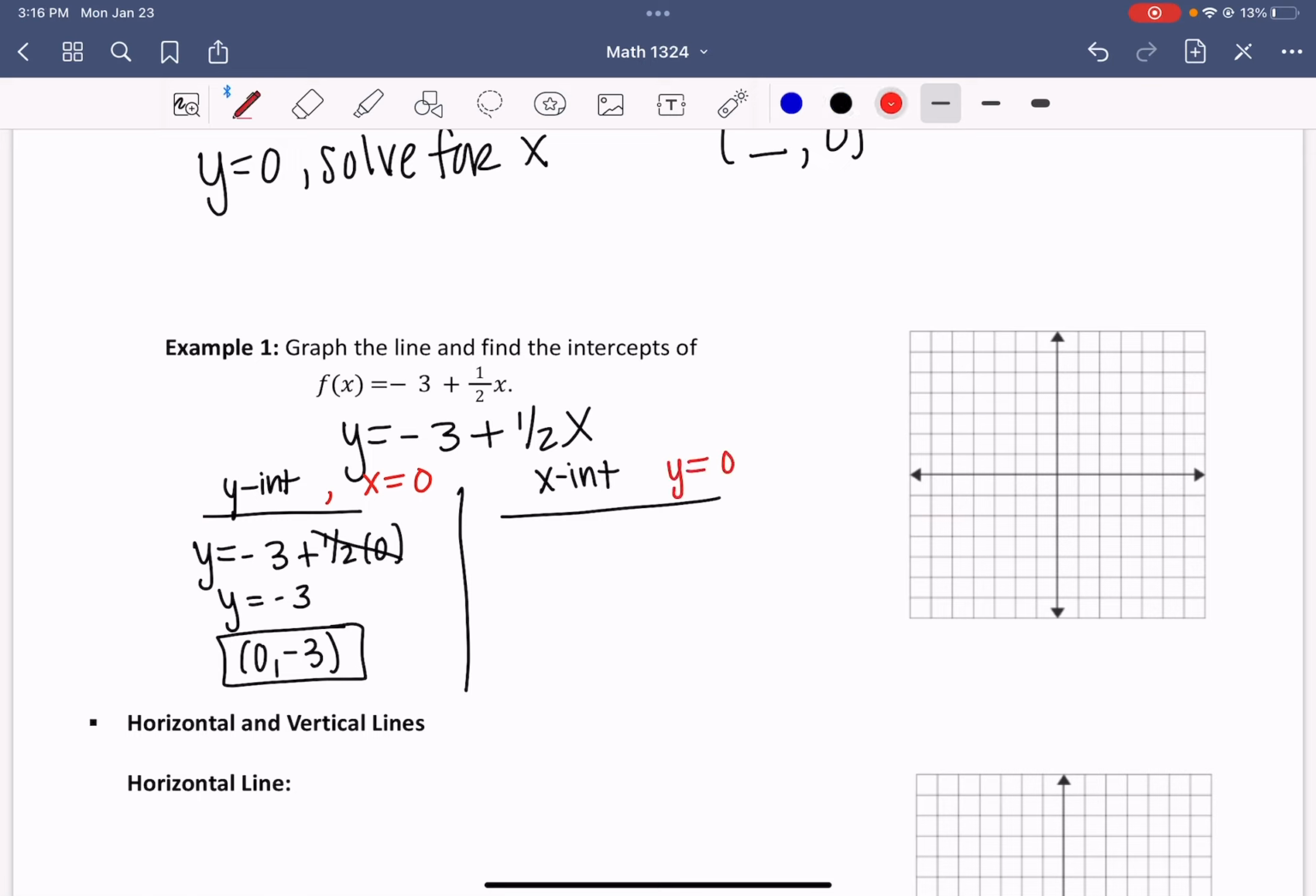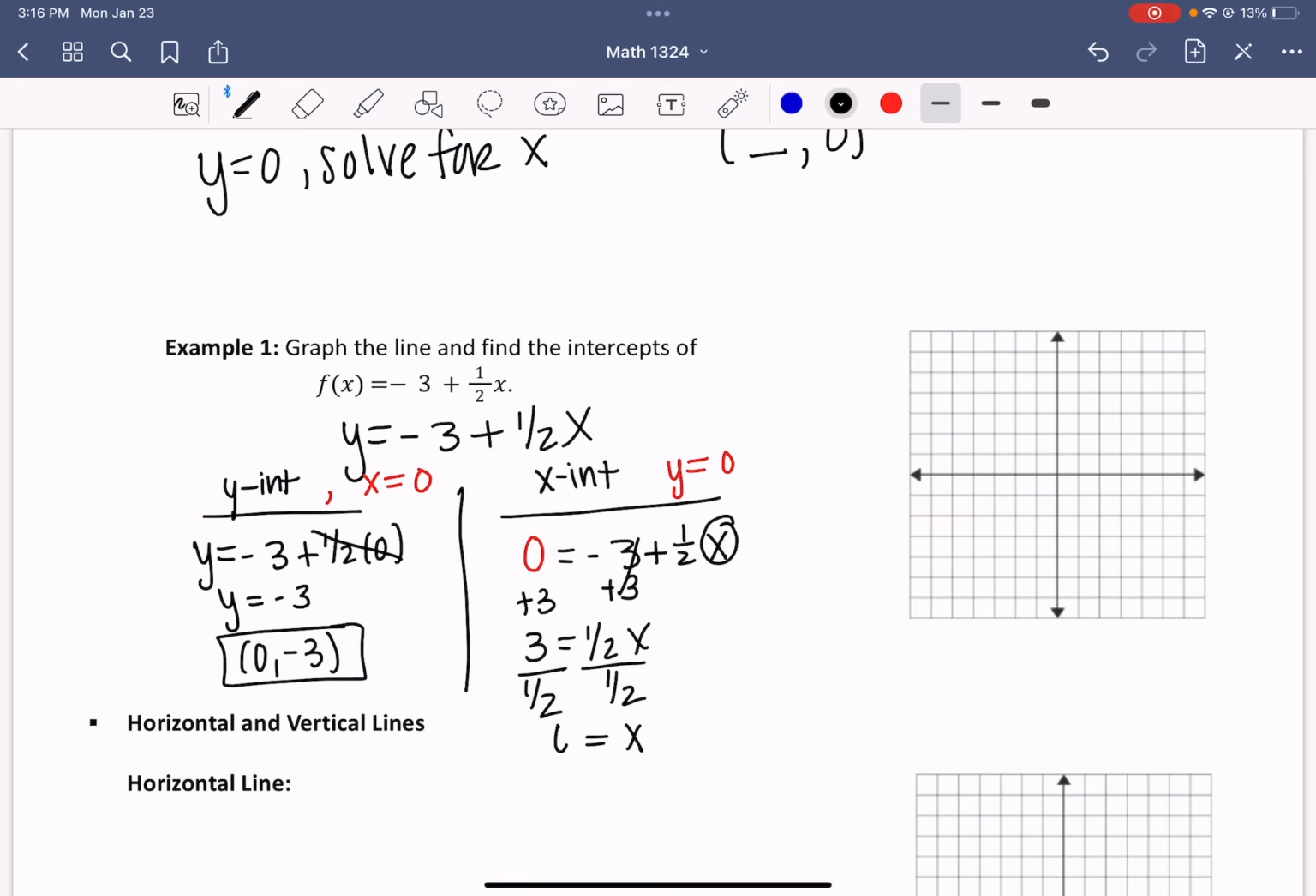So that means when you're looking for your x-intercept, you're going to set your y equal to 0 and solve. So that gives you 0 equal to -3 plus 1/2 x. A little bit more steps in order to get that x by itself. So we want to isolate this x. So I'm going to add 3 to both sides. That gives me 3 equal to 1/2 x.